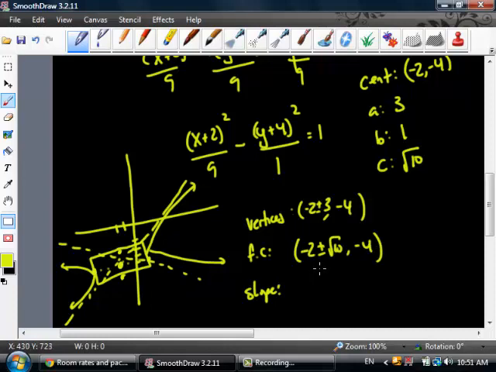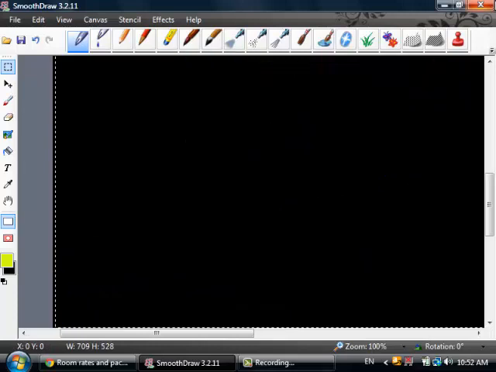What is the slope of the asymptotes? Don't think of it in terms of b over a. Think of it in terms of y over x. Max? Plus or minus 1/3. Good job. All right. That's how you do that one. Long problem. Good problem, though.